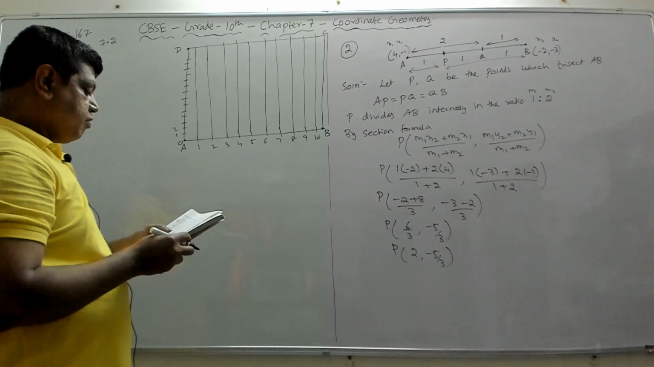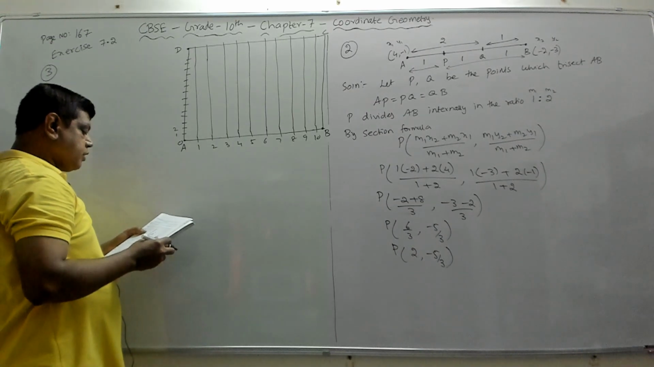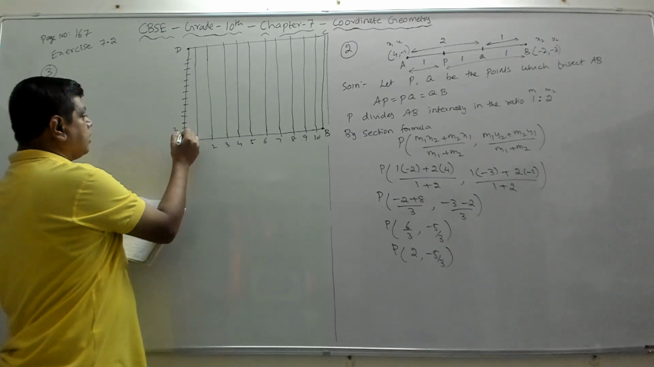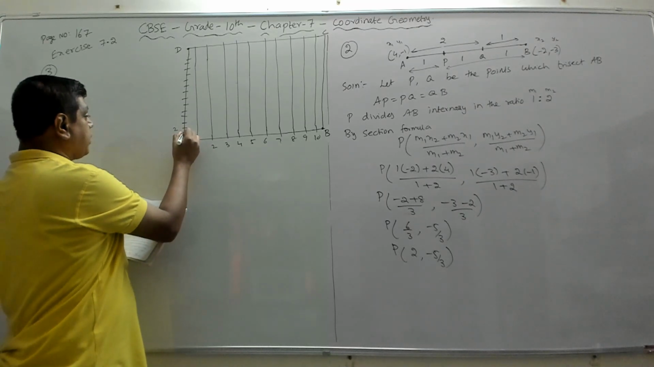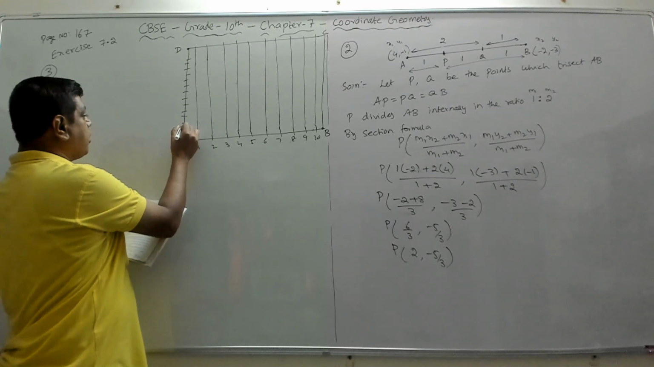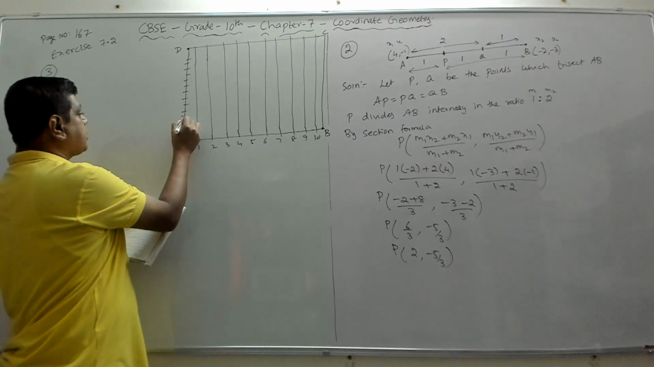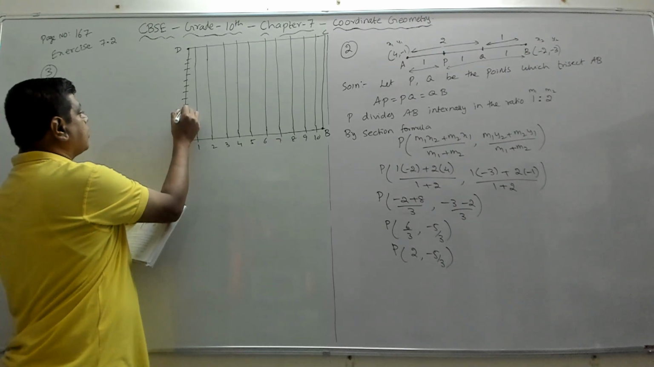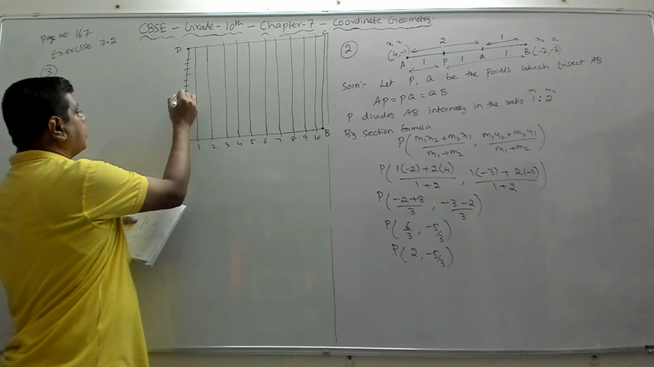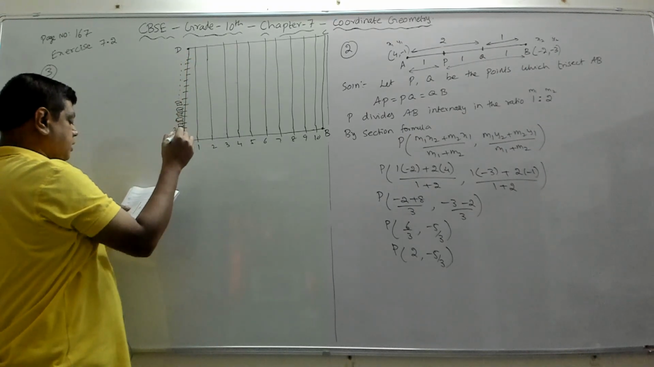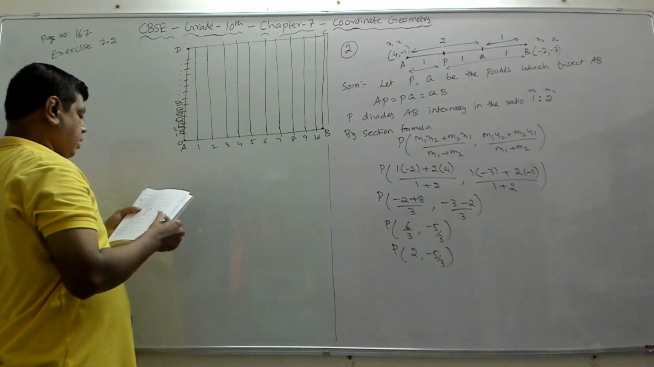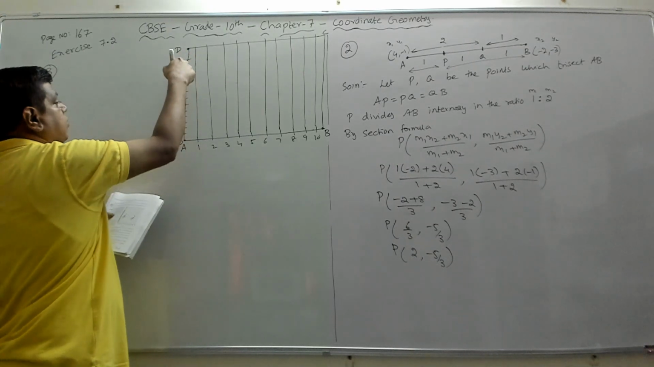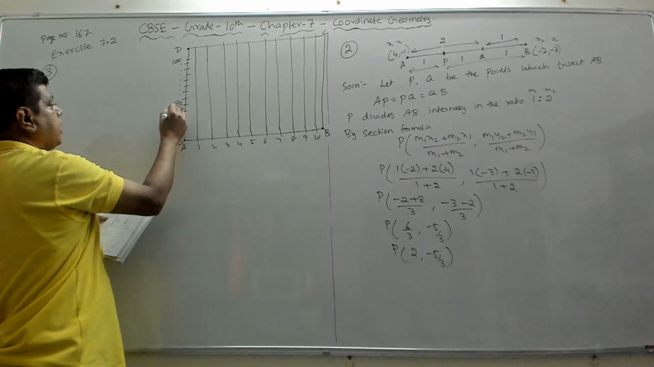Then 100 flower pots have been placed at a distance of 1 meter from each other along AD. So there are flower pots placed here. Like that, we have placed the flower pots along AD, 100 flower pots are there. So like this 1, 2, 3, 4, 5, like that there are 100 flower pots.